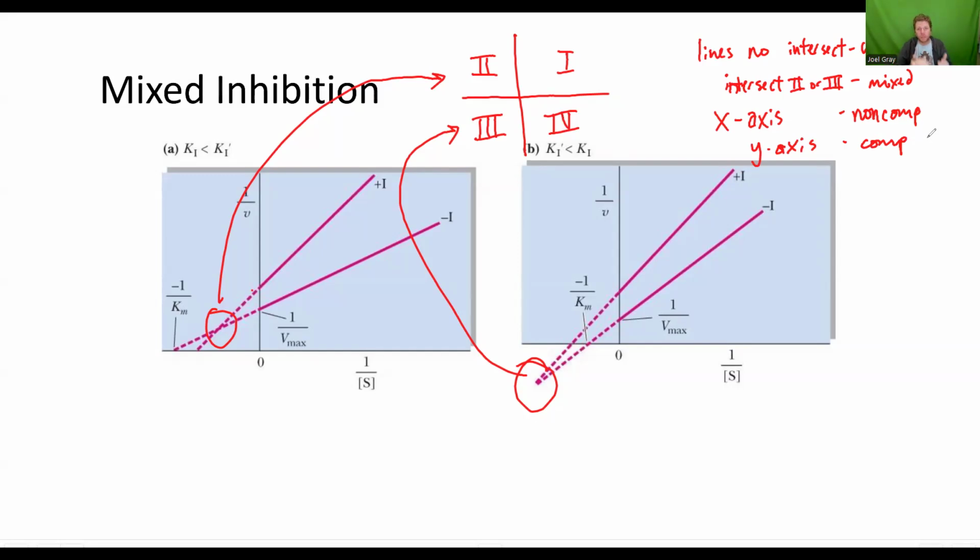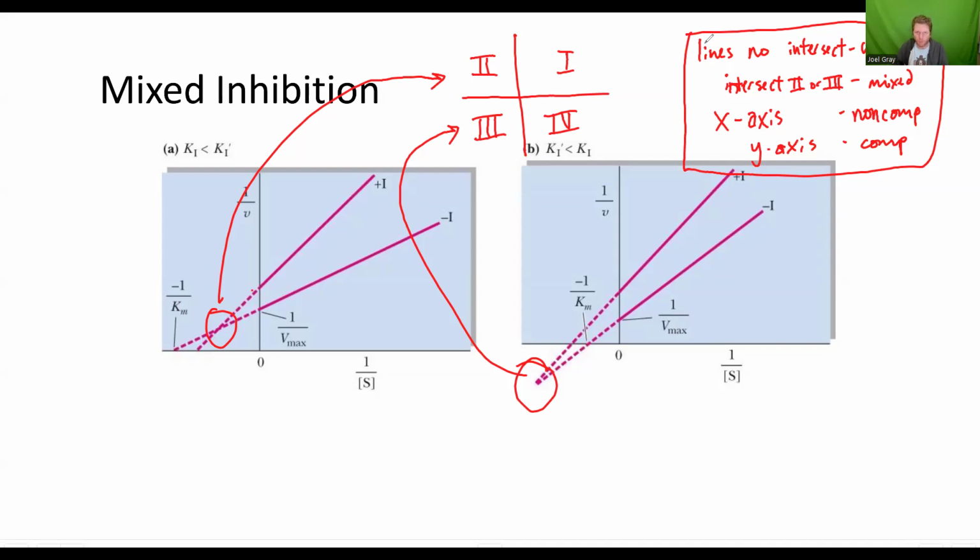If our coordinates intersect on the y-axis, then you're talking about a competitive inhibitor. I think that this is really an effective way. Like, if you're thinking, okay, I need a forearm tattoo before the next exam, this might be a pretty good one to get in terms of helping you understand and helping you recall basically what types of inhibitors you're looking at.